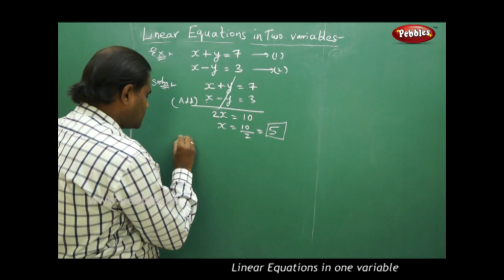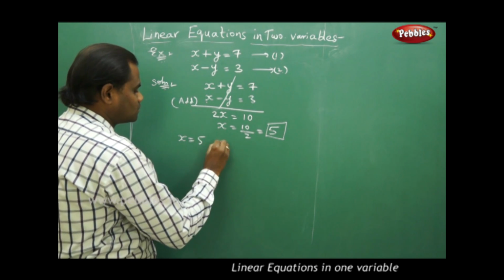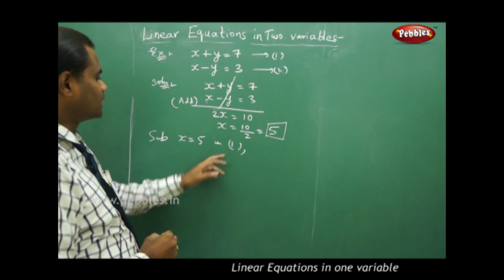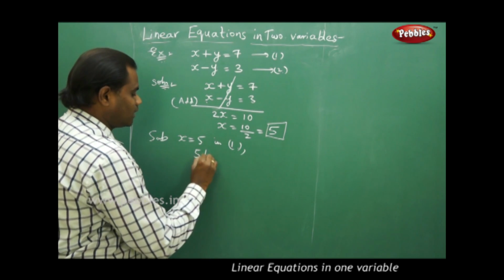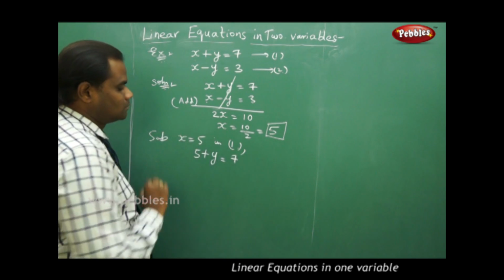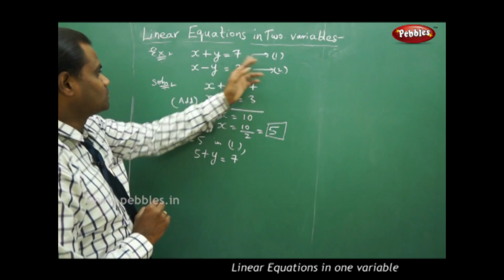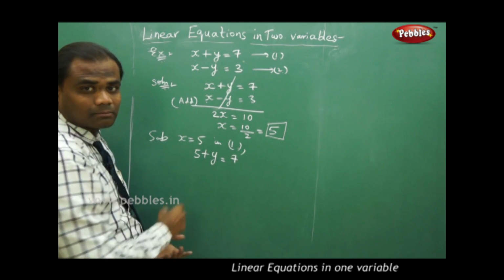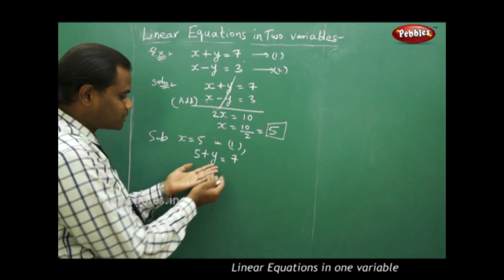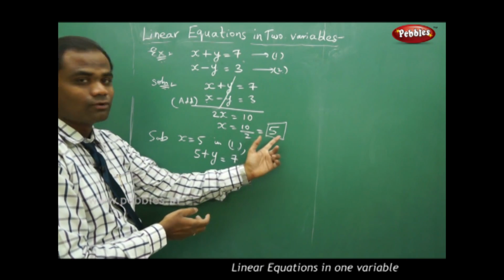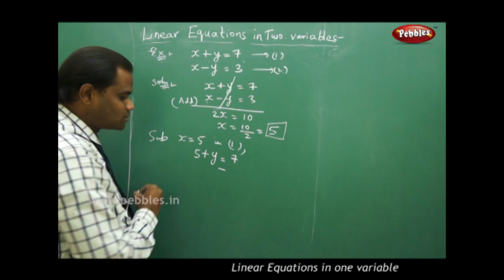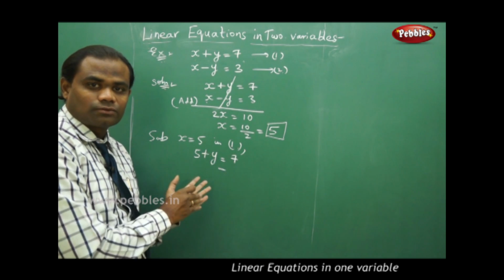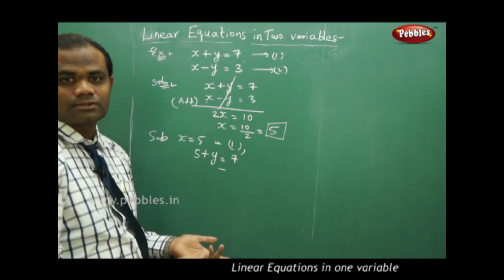Say here, x equal to 5, I would like to substitute in equation 1. Then I get 5 plus y equal to 7, because in place of x, I get 5. The rest, y and 7, remain the same. Now this is a linear equation in one variable. After I substitute the value of x, this has reduced to a linear equation in one variable, which can be simplified by taking y to one side and all the constants to the other side.